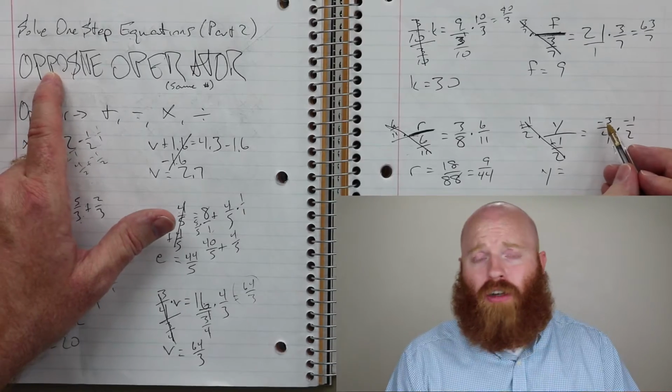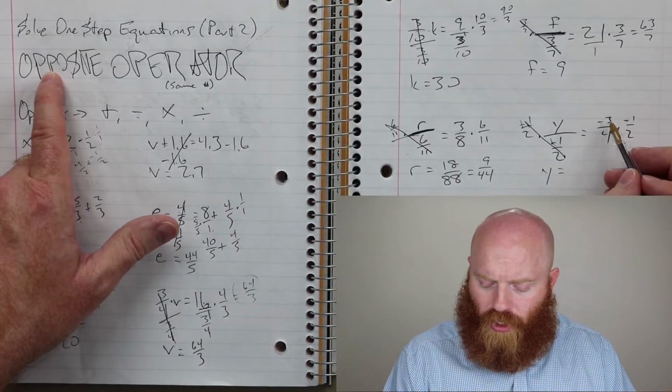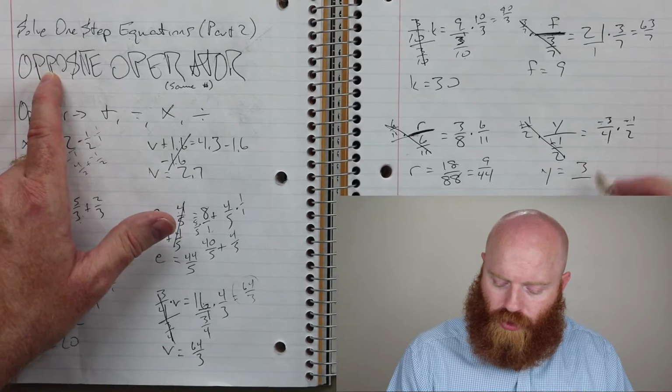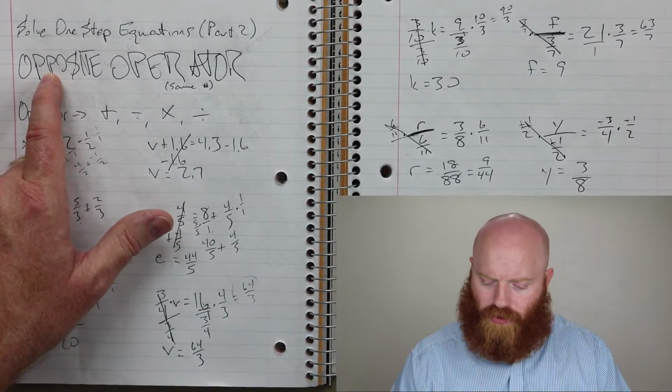Over here, multiply straight across your fractions. Negative times a negative is a positive. 3 times 1 is 3. 4 times 2 is 8. There's the answer, 3/8.